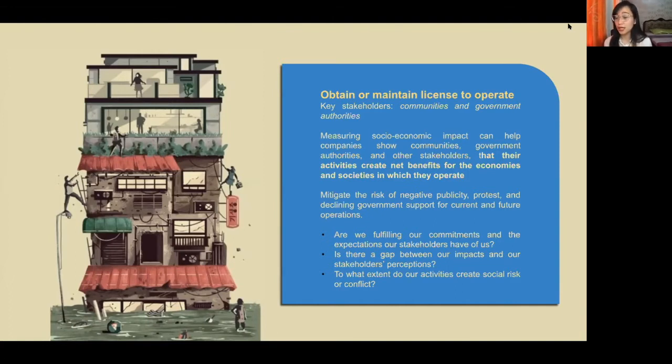Sila yung stakeholders. Sila yung makikinabang, sila yung maapektuhan, sila yung pwedeng masangga, ma-damage in if anything happens. So, part of your key stakeholders is, of course, the community and kung kanino kayo hihingi ng permiso. That's from the government. Okay. Now, measuring your socio-economic impact can help companies show to the community, show to the government, to the authorities, and other stakeholders that their activities create net benefits.